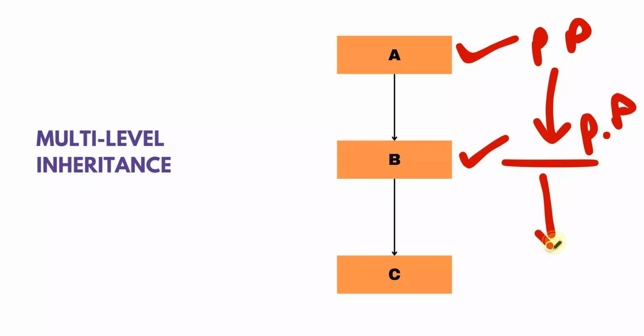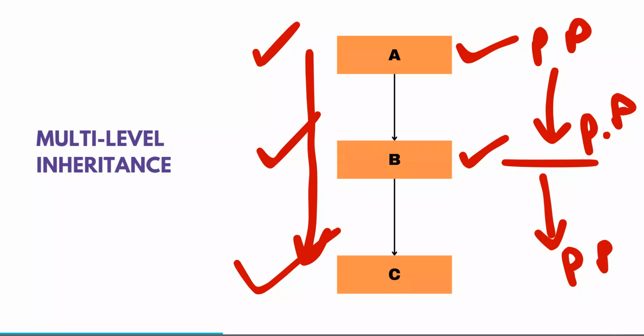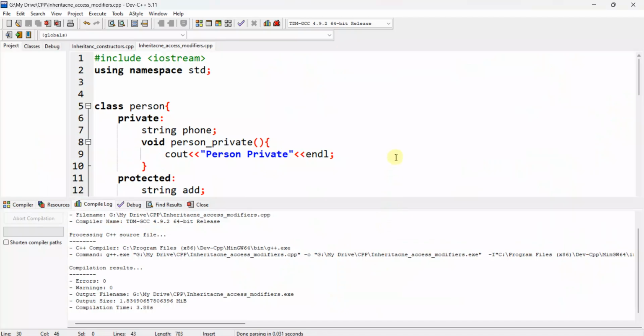And when the third class C is inherited from B, then the same will work over here. So the inheritance flows in levels as we go further. This is level number 1, this is level number 2, and this is level number 3. So let's check whether we can have the same inheritance in the next level or not.